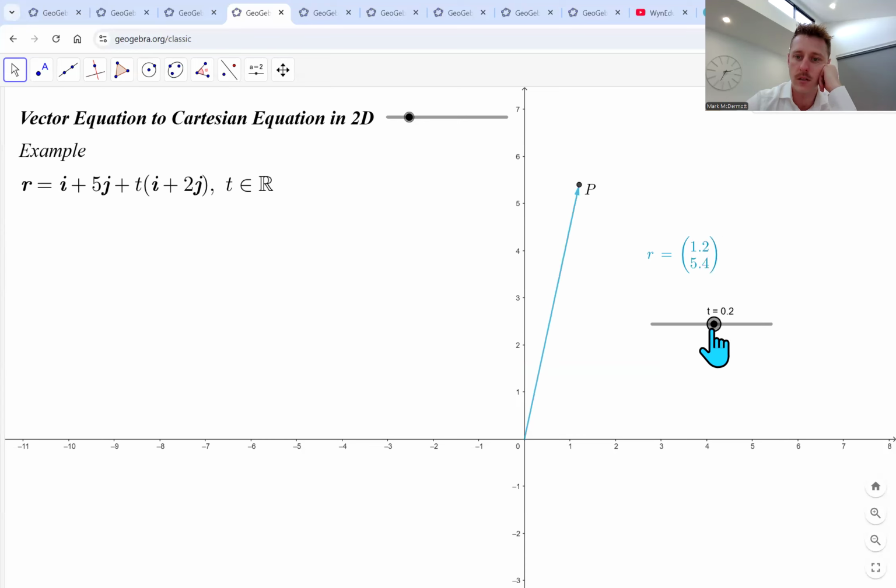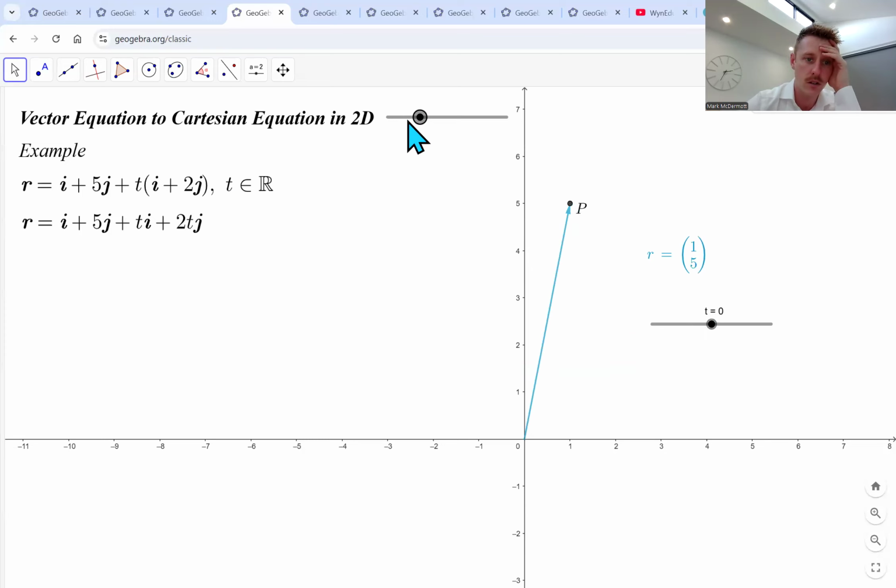In any case, let's leave that there and think about how we can find the equation that this point P traces out. See how it's tracing out a linear line? We want to know the equation of that line. So what we're going to do is expand things out a little bit. So expanding that t in, no rules against that.